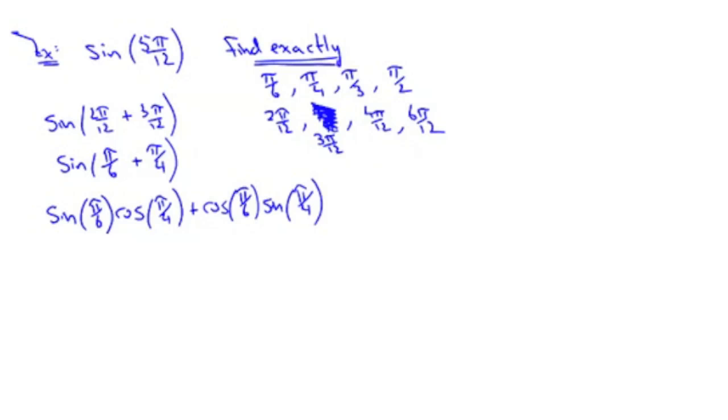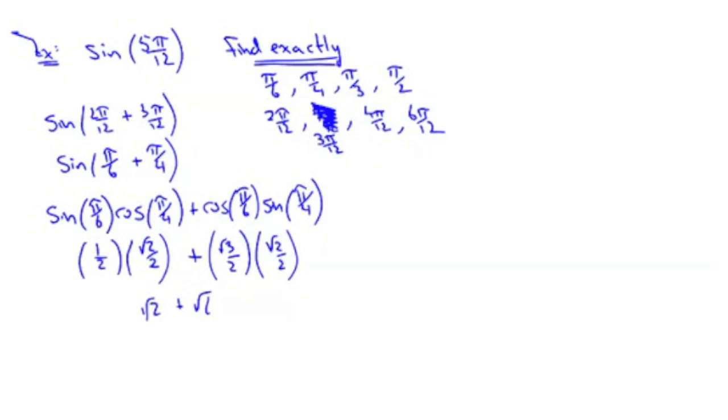What is sine of pi over 6? Oh, I'm sorry, sine of pi over 6 is 1/2. Pi over 4 is 1 over square root of 2. Right, it is square root of 2 over 2, because we're dealing with multiplication and addition. Plus cosine of pi over 6 is square root of 3 over 2, times square root of 2 over 2. And you get square root of 2 plus the square root of 6, all over 4.